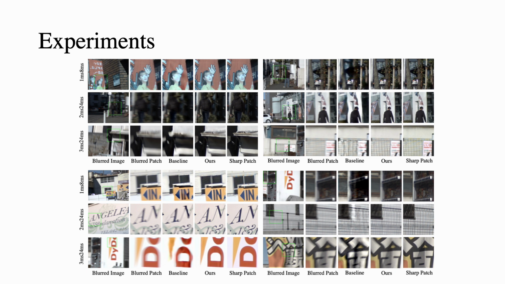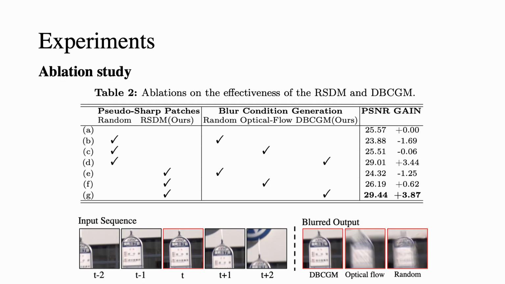Our method outperforms the baseline and blurred patch in various scenarios, including human faces, text, pedestrians, and more. This is our ablation study on the effectiveness of RSDM and DBCGM, demonstrating that both modules significantly enhance deblurring performance. The figure below visualizes different blur condition settings, showing that our DBCGM successfully generates blurred outputs in the target domain.